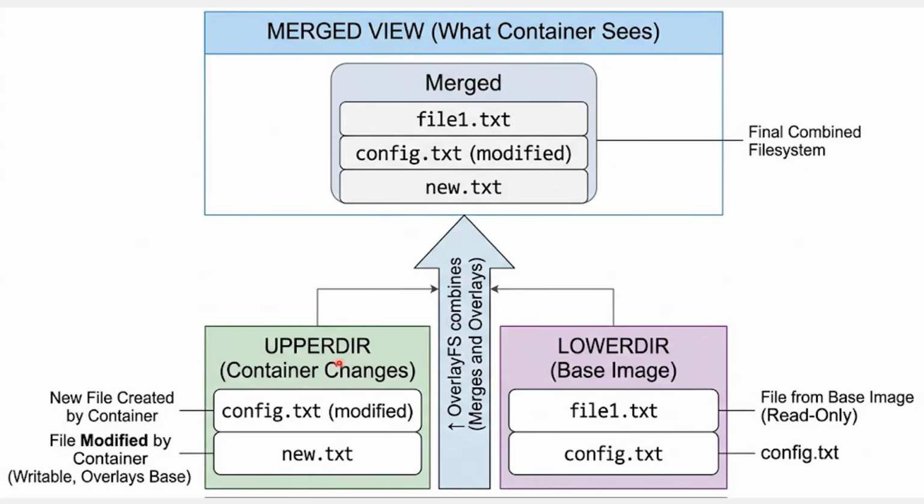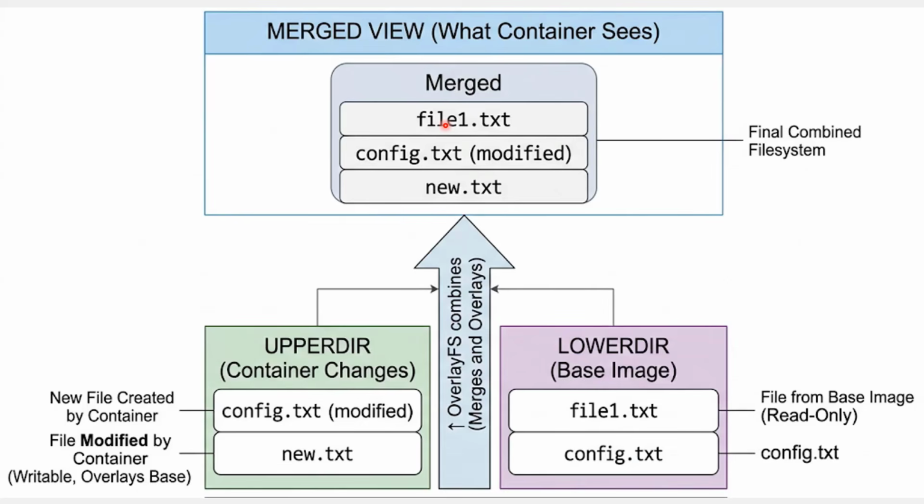Besides that, we have an upper directory. This is where all container changes go. Now understand this deeply: modification goes here, creation goes here, and deletion is recorded here. Now look at the top. This is the merged view. This is what the container sees, and this is the critical concept as well: there is no actual merge happening on the disk. This is computed at runtime.